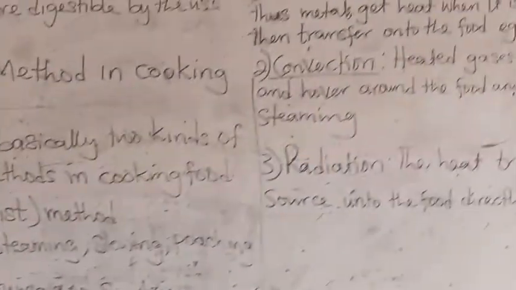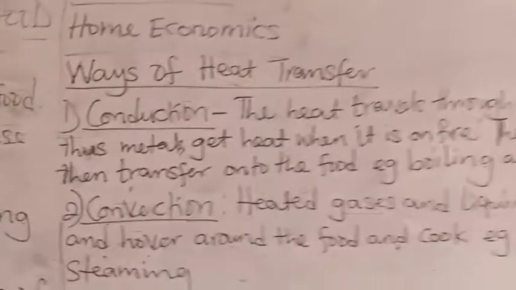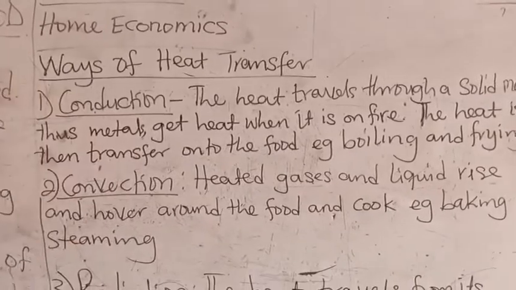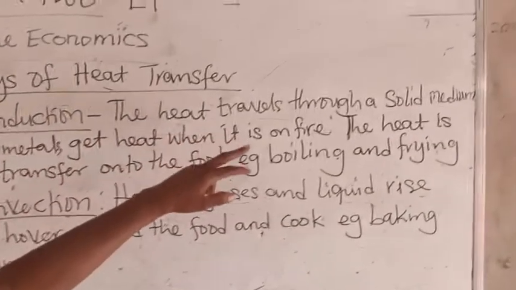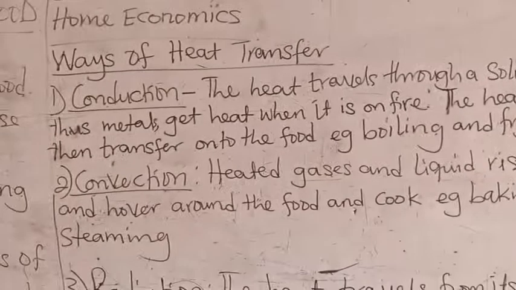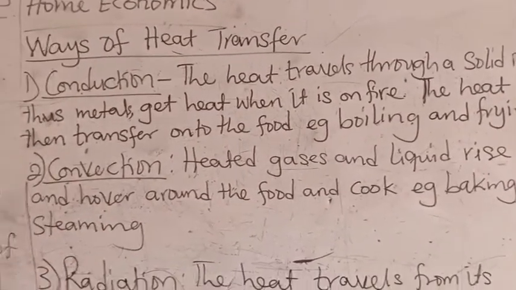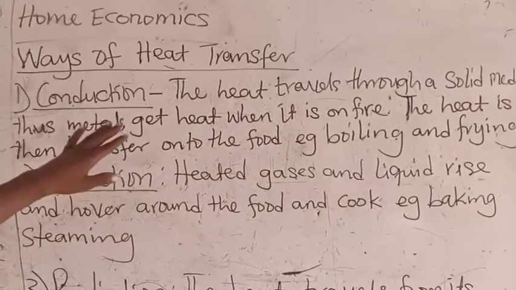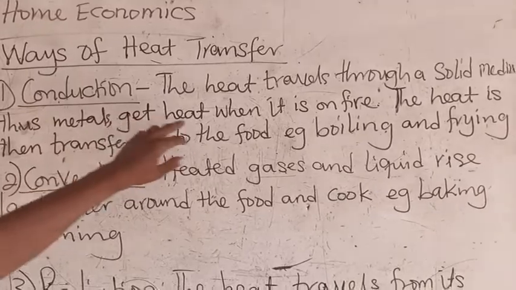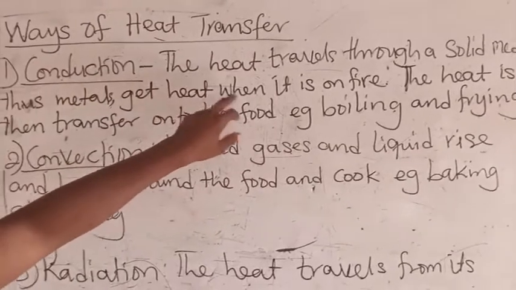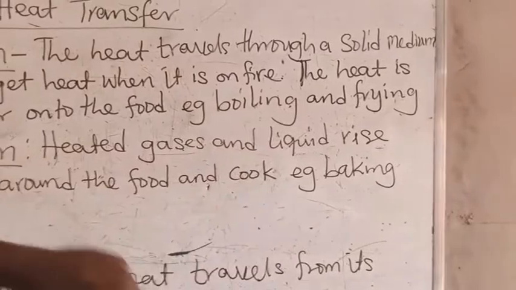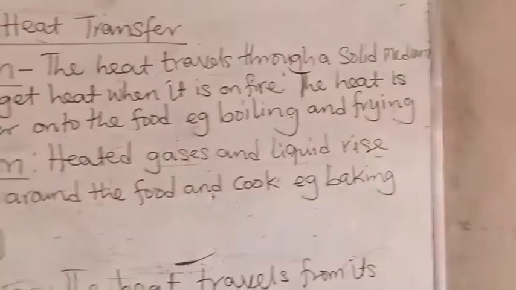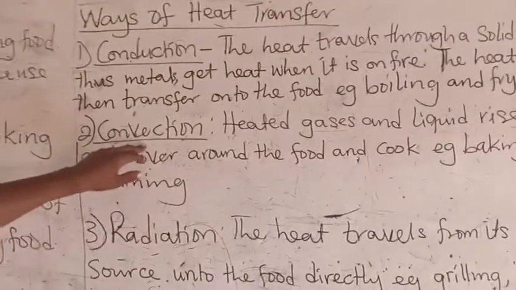All right. We are going to look at ways of heat transfer, how heats are being transferred. We have the conduction method. The heat travels through a solid medium, that is a metal. Anything that you place on the heat, it could be a saucepan or a pot or anything. That's metal. It gets heated when it is on fire. The heat is then transferred onto the food. Example, boiling and frying.